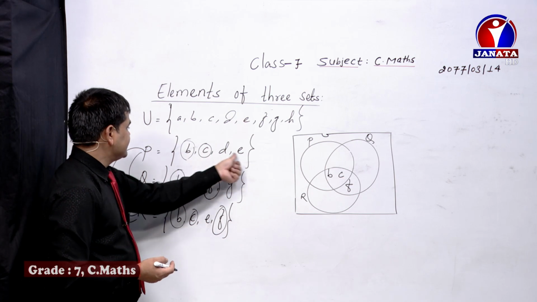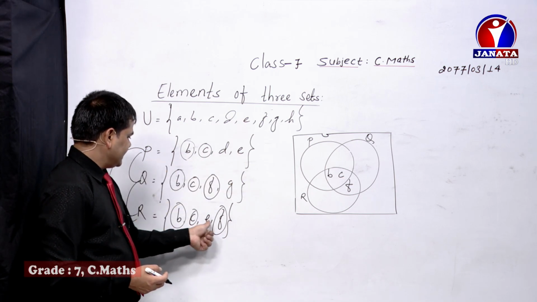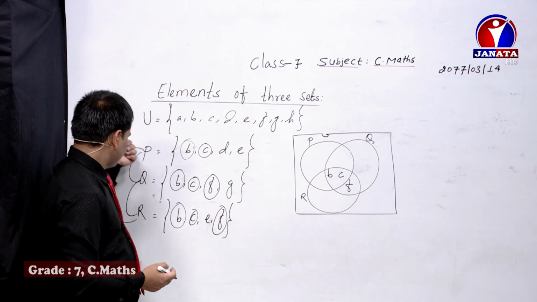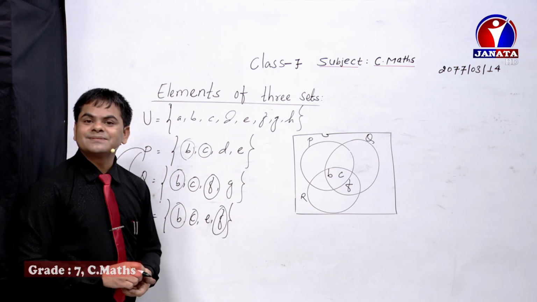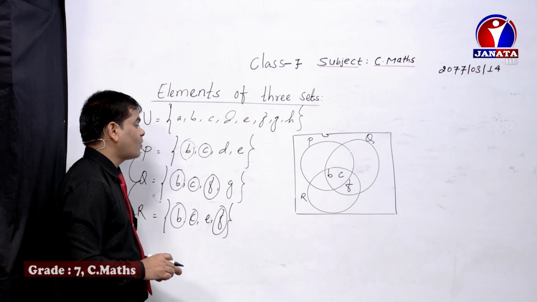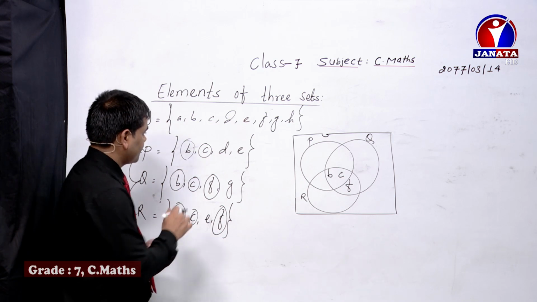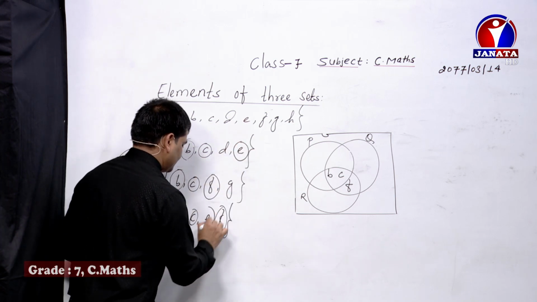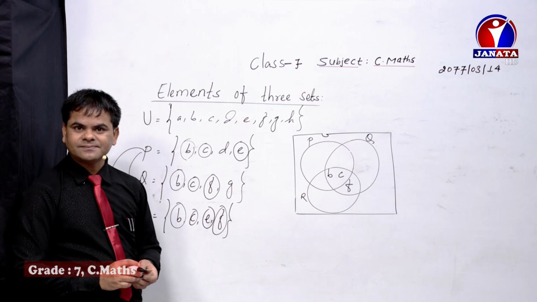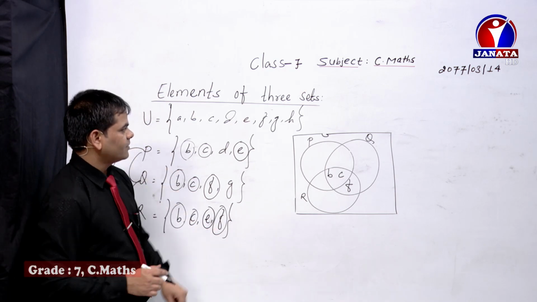If you see B, C, D, E are the elements of P set, and B, C, E, F are the elements of R set, then which one is common, dear friends, between them? The only common element between P and R is E. So we can round off this one also, and let's keep this one in the place of P and R only.